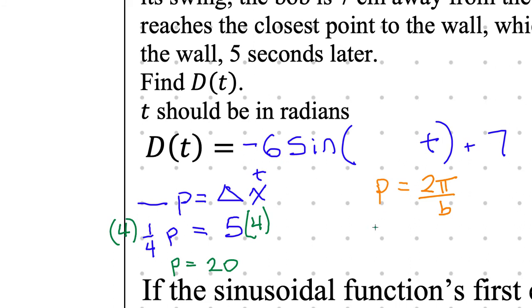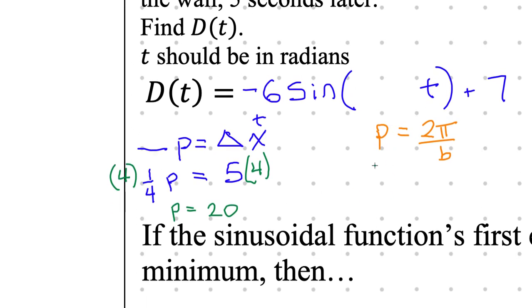Okay, so this P is 20 because this P is 20. So over here in the orange, I say that this P, 20, is equal to that original 2 pi over B. I can also think of this as 20 over 1.